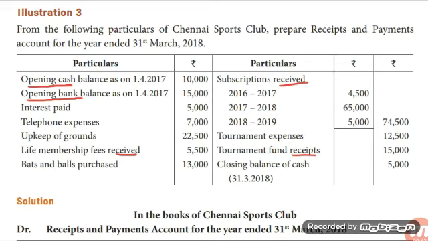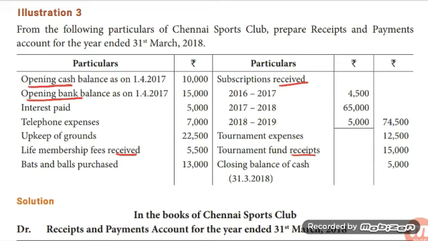Subscription received: 2016-17, 4,500; 17-18, 65,000; 18-19, 5,000. Total subscription received 74,500. Then tournament expenses 12,500. Tournament fund received 15,000. Closing balance of cash 5,000.